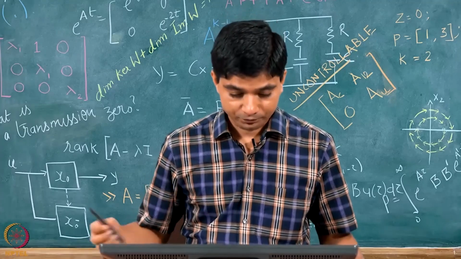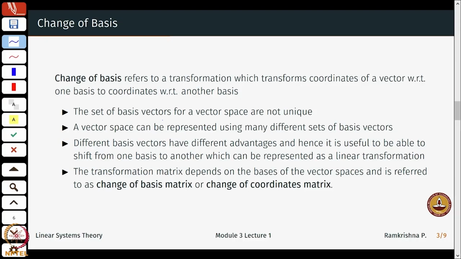Okay, so what is a change of basis? It refers to a transformation which transforms coordinates of a vector from one basis to another basis. So transformation, I am talking of linear spaces, and this transformation therefore essentially will look like a matrix. And why is this important? Because the set of basis vectors is not unique, and this actually helps us a lot.